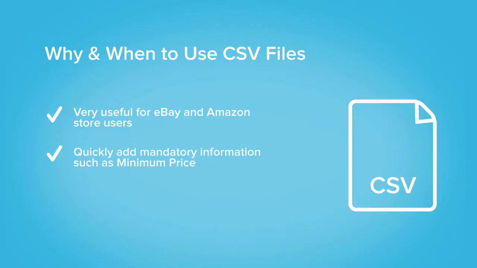In addition, when we import your catalog from Amazon Seller Central or from your eBay account, the catalog is missing some mandatory information in order to start repricing. You will need to add minimum prices so we know what is the lowest price you are willing to accept. Bulk CSV upload is the easiest way to do so.